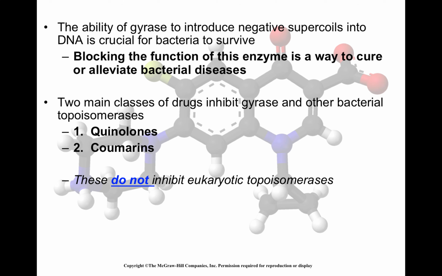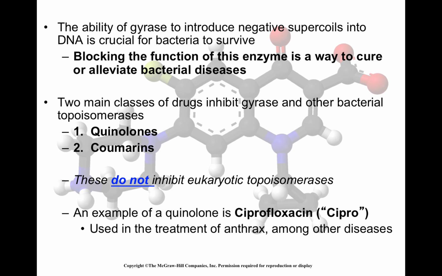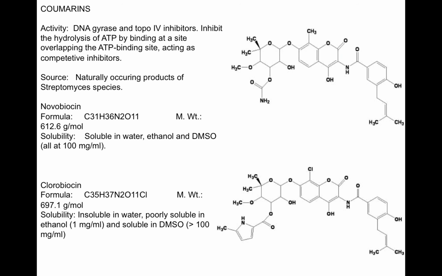And one important feature for our benefit is that these drugs, the quinolones and the coumarins, do not inhibit eukaryotic topoisomerases, because, as you might see, eukaryotes also have topoisomerases to introduce supercoils. These drugs do not inhibit the eukaryotic ones, but they do inhibit the bacterial DNA gyrases. One example is ciprofloxacin, or Cipro, which you may have heard of before. It's used in the treatment of anthrax and other diseases.